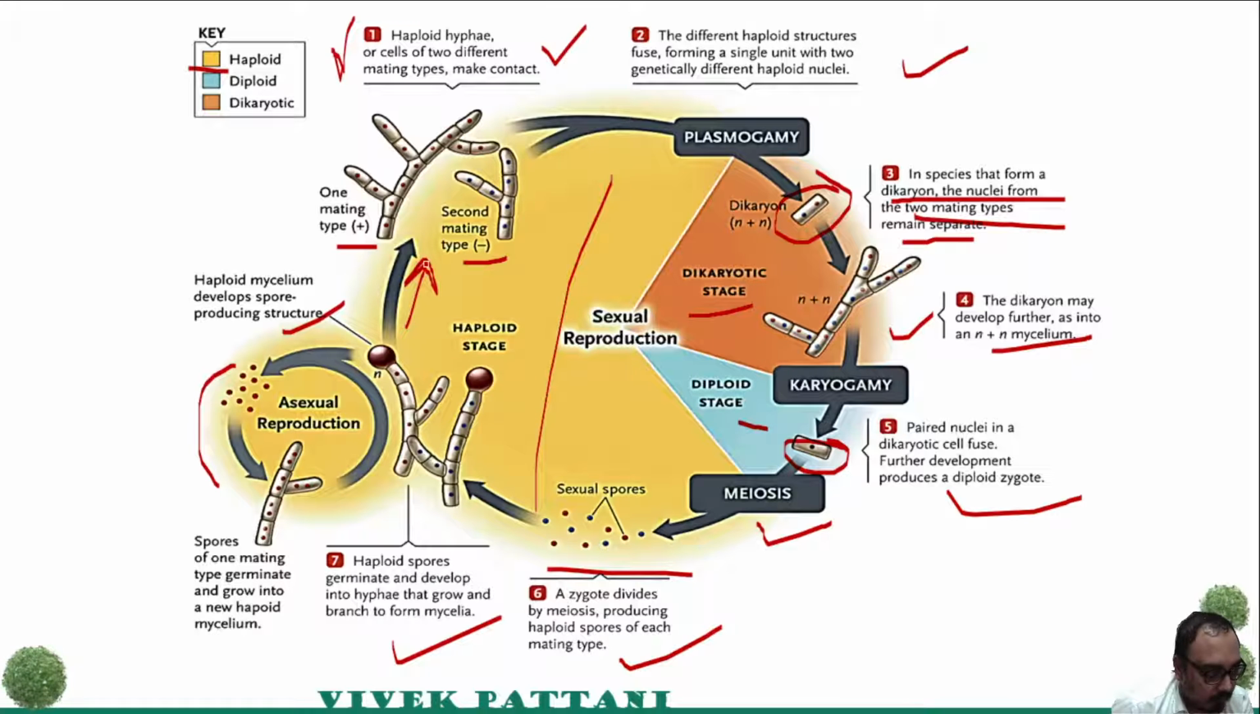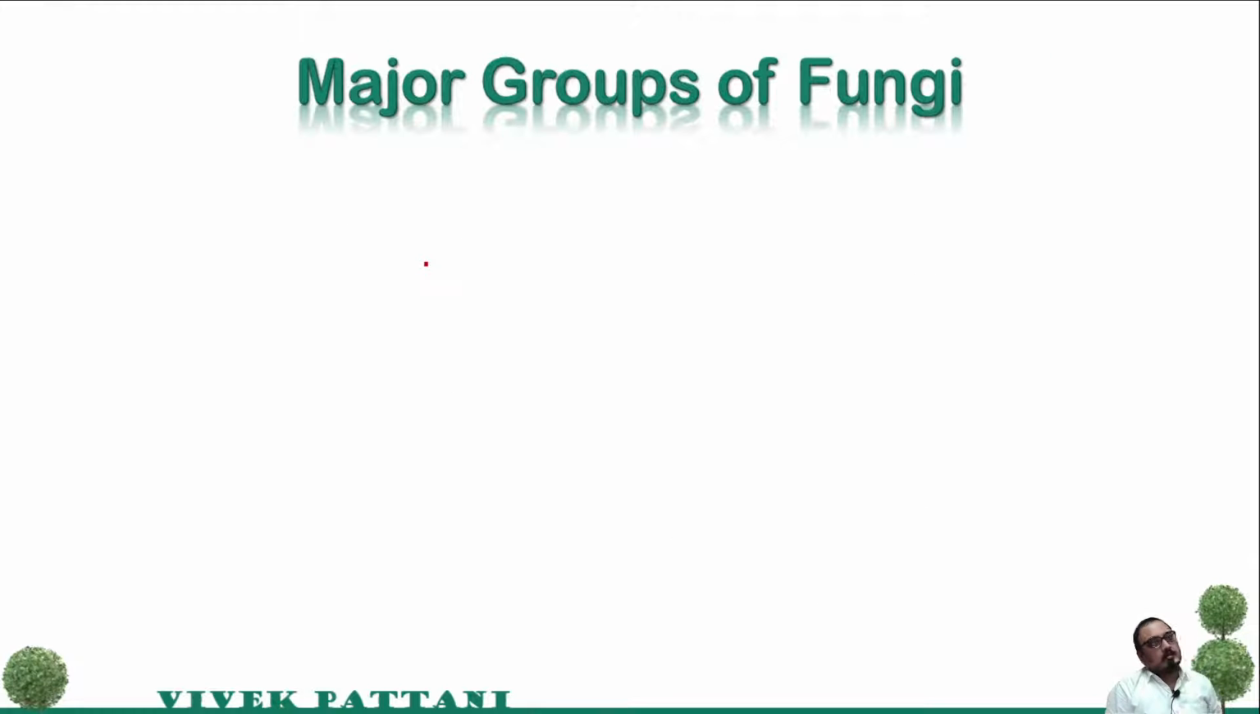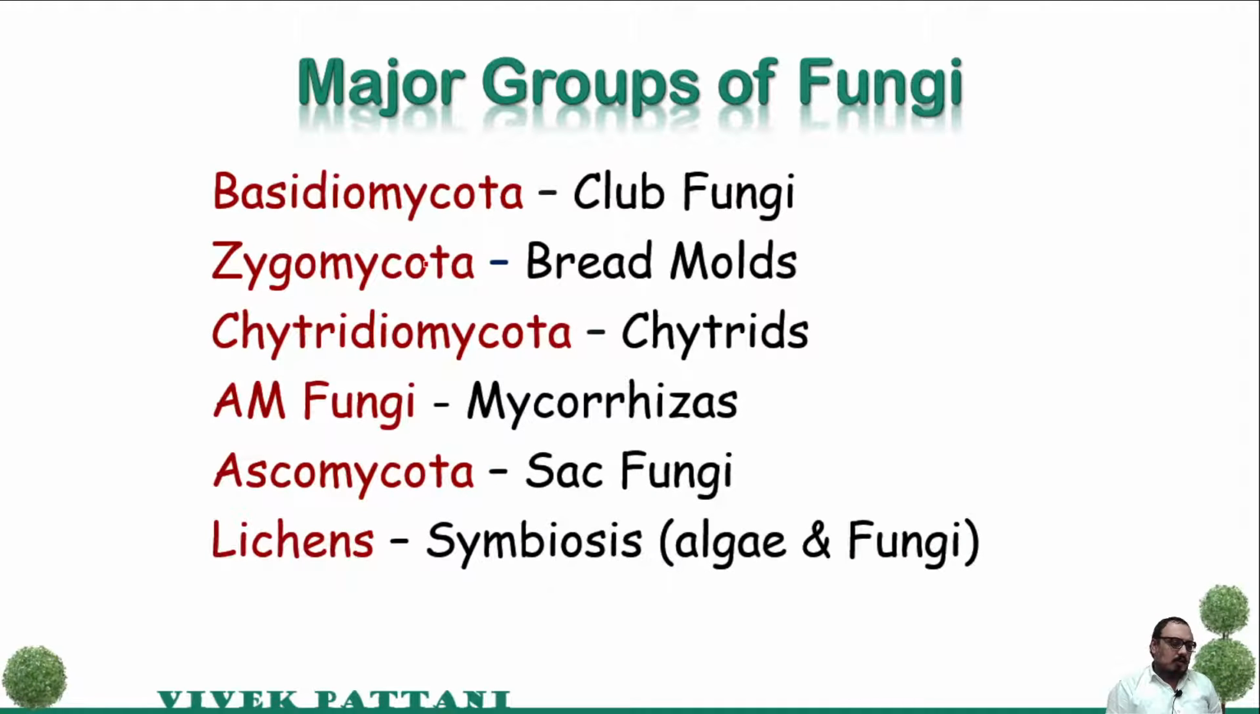Now moving forward with the specific types, in the case of Mucor and Aspergillus. Just for your information, fungi are divided into these divisions: Chytridomycota, Zygomycota, Glomeromycota, Ascomycota, and Basidiomycota, of which we are going to study Zygomycota and Ascomycota, because one contains Mucor and the other contains Aspergillus. Some examples are given here.